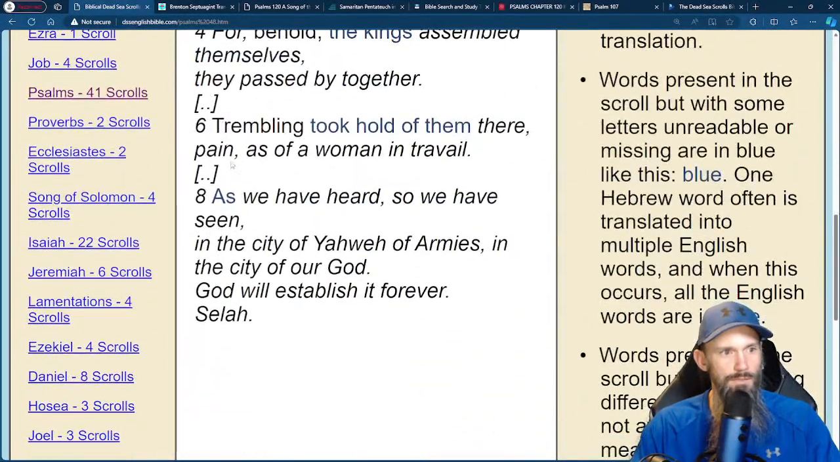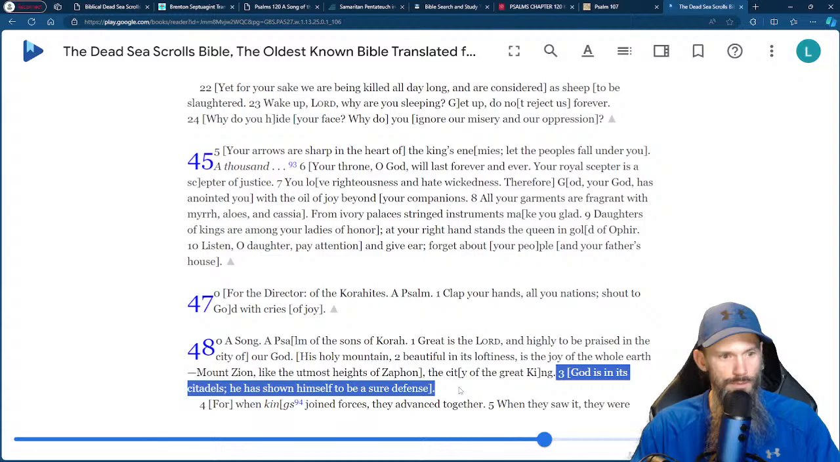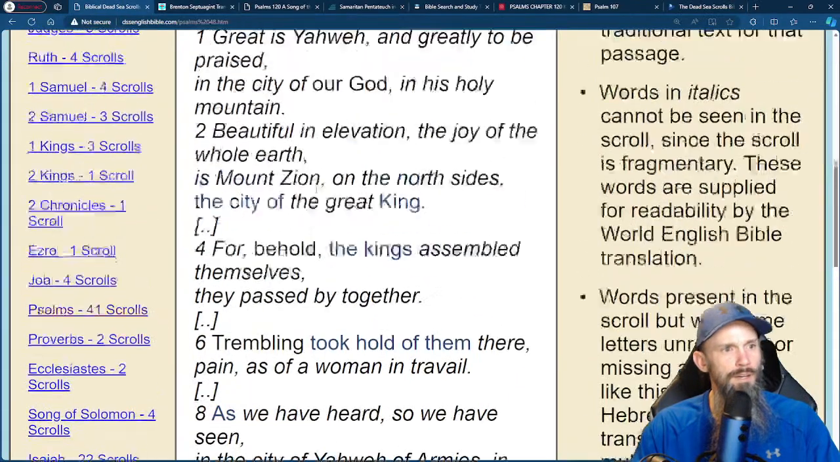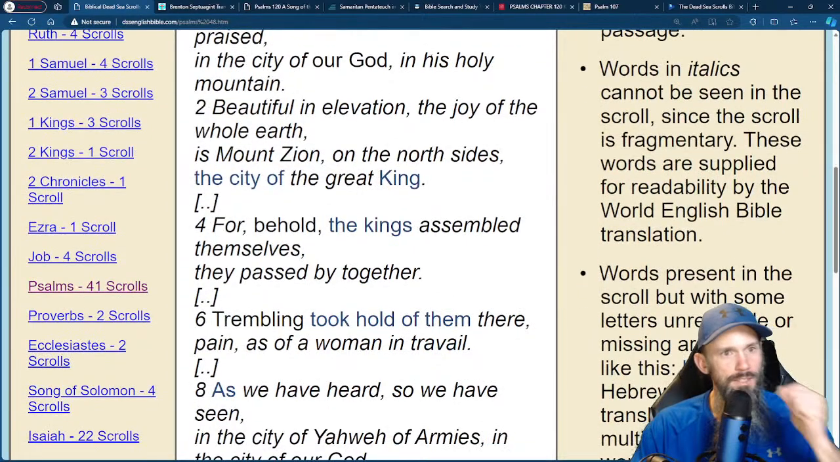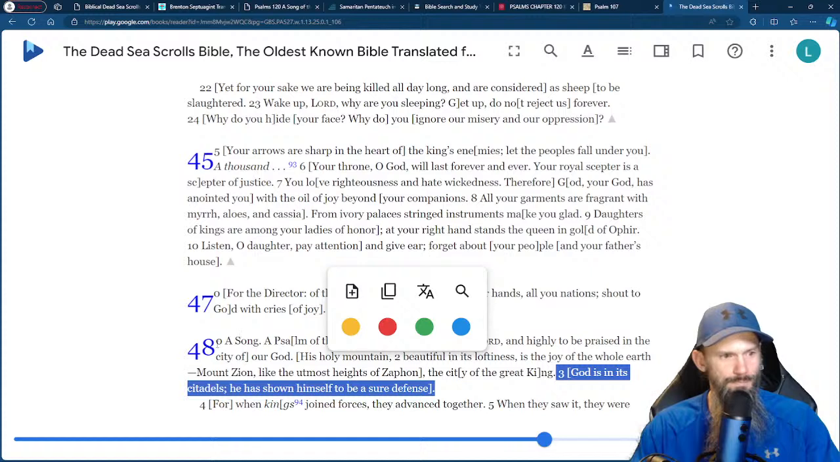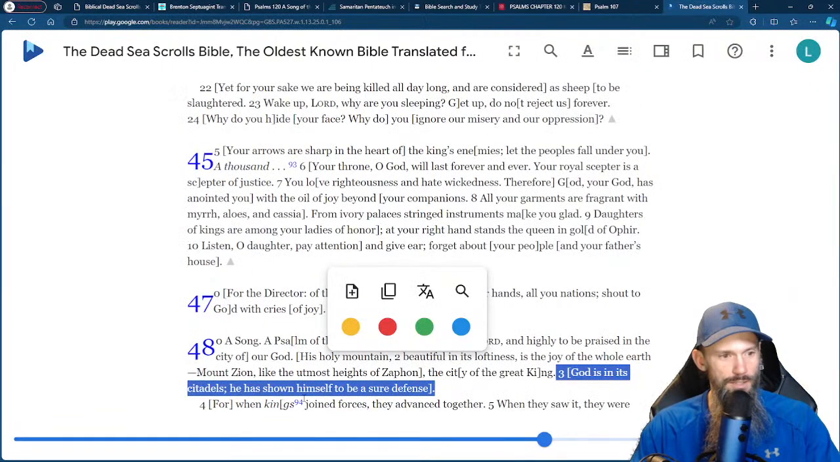Verse 3 is missing. Verse 5, verse 7. Okay. 3 is here in 48. God is in its citadels. He has shown himself to be a sure defense. City of our God in its holy mountain. See, God in its citadels. He has shown himself to be a sure defense. That's missing in this translation. So I think maybe the translators of the book added that in there because it's in brackets.